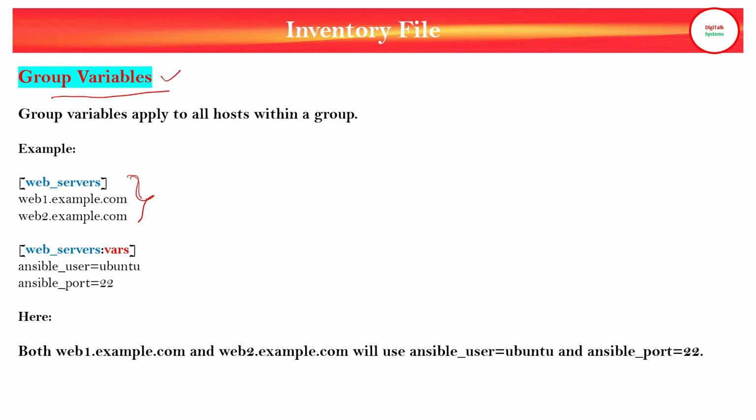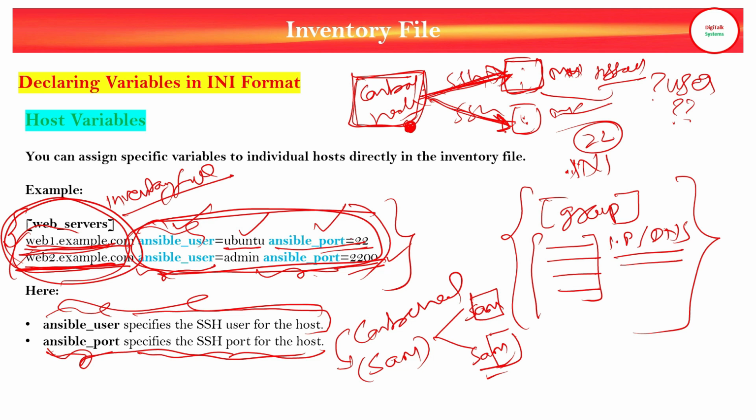So if you have multiple servers and you would like to pass the variables to each and every server which is part of a group. What we have seen previously, let me go back. Here we have defined two servers in the web server group, and we have defined the variable in front of each and every server.